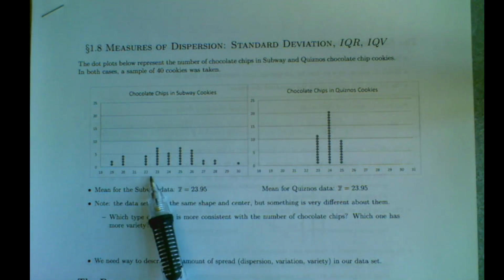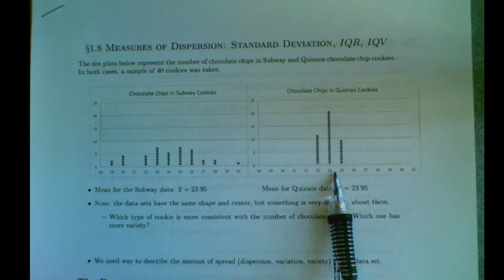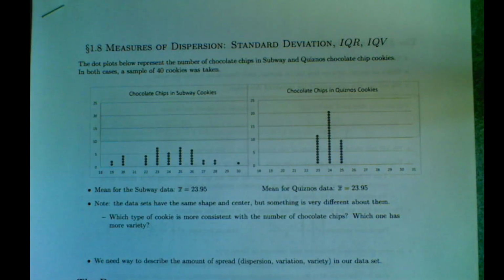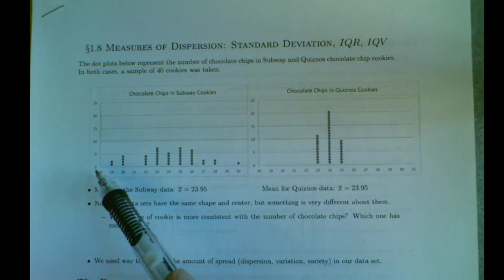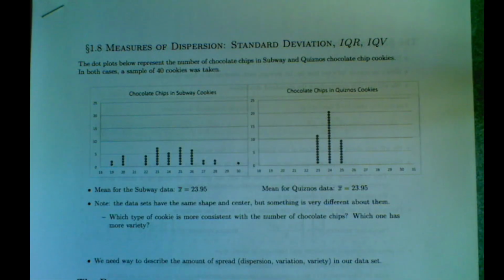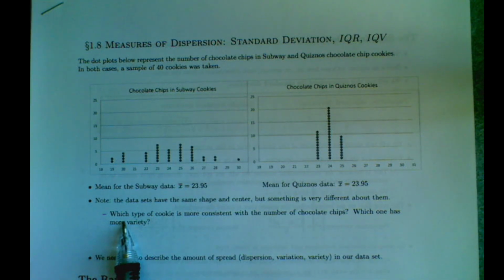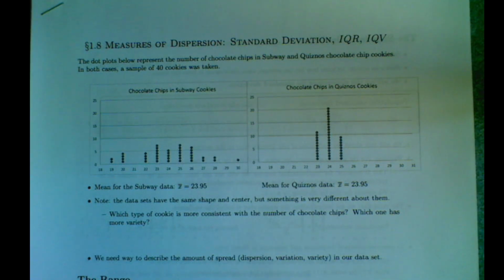But obviously, there's a big difference between these two data sets. I would also describe the shape of these distributions as roughly bell-shaped in both cases, and yet they're very different data sets. Here we're asked the question, which type of cookie is more consistent with the number of chocolate chips and which one has more variety?